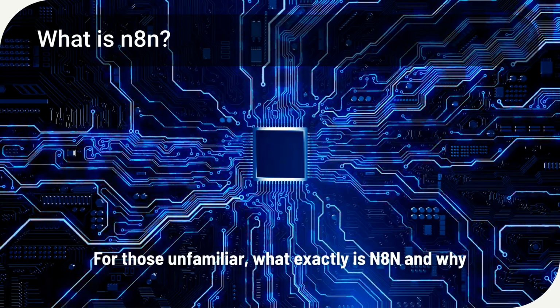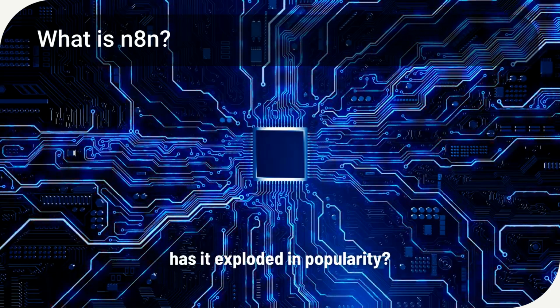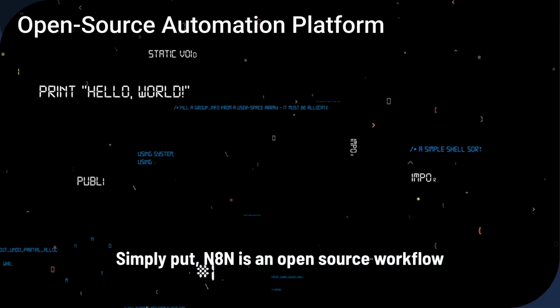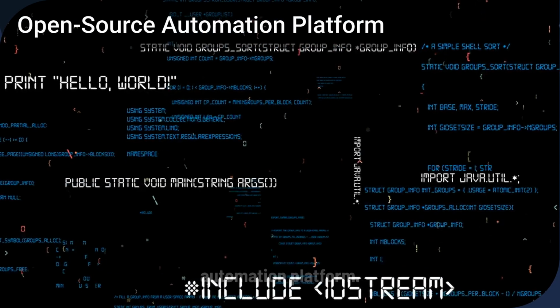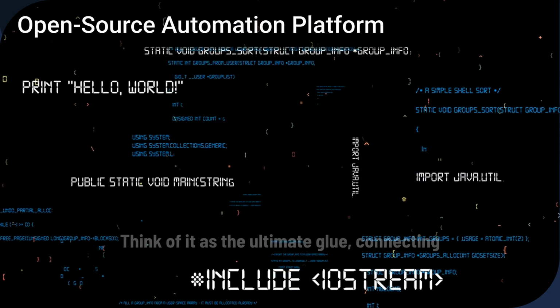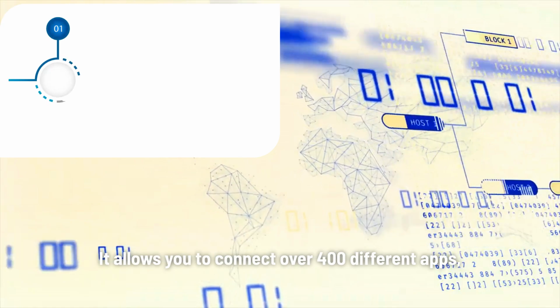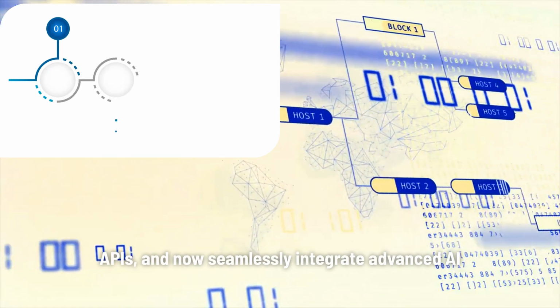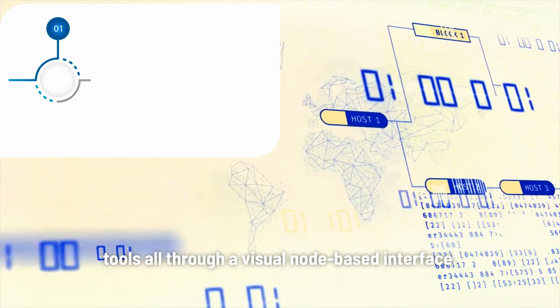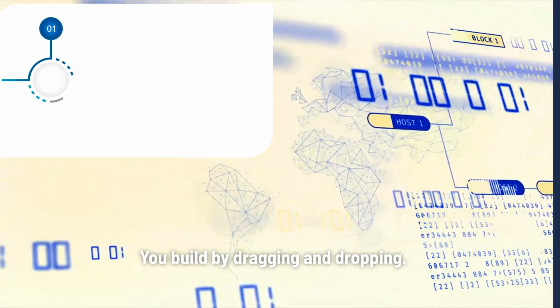For those unfamiliar, what exactly is n8n and why has it exploded in popularity? Simply put, n8n is an open-source workflow automation platform. Think of it as the ultimate glue, connecting everything in your digital workspace. It allows you to connect over 400 different apps, APIs, and now seamlessly integrate advanced AI tools, all through a visual, node-based interface. You build by dragging and dropping.